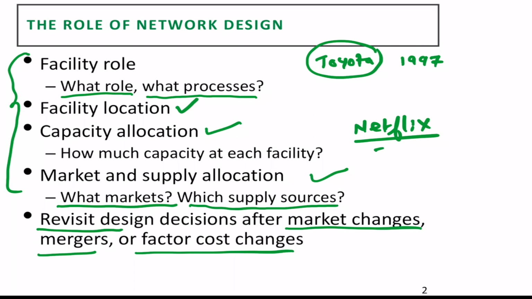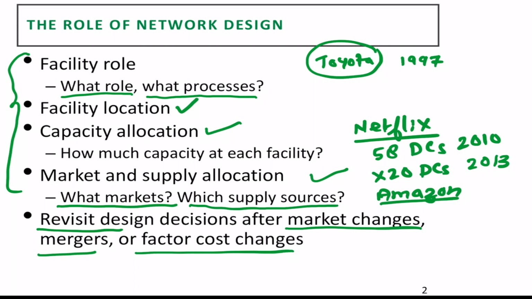Netflix, for example, had 58 distribution centers around 2010. The idea was to lower the transportation cost for shipping DVDs and improve responsiveness. But when video streaming started gaining popularity and DVD rentals reduced, Netflix closed about 20 distribution centers by the end of 2013. Similarly, Amazon, because of increase in demand, doubled their distribution centers from 20 to 40. So they had 20 in 2009, which rose to 40 by 2013.